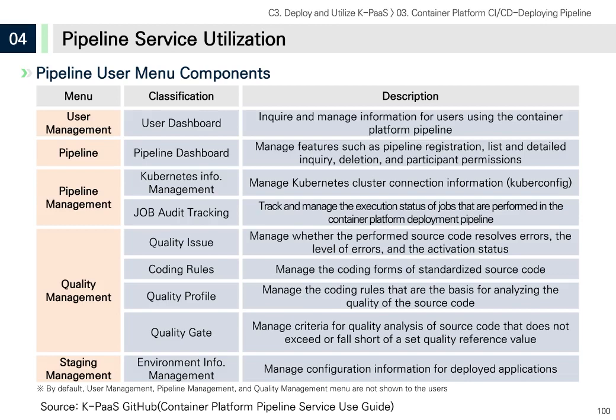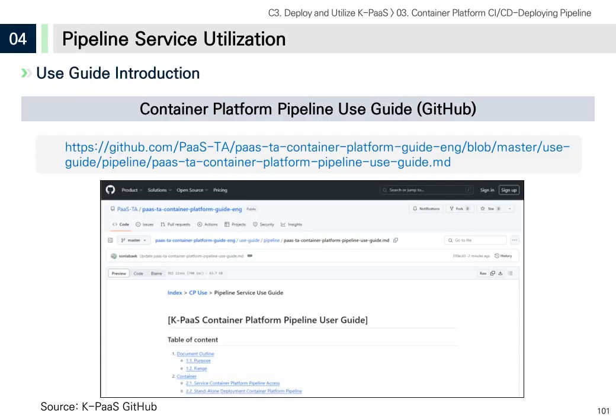Next, the Quality Management menu allows you to manage quality issues, coding rules, quality profiles, and quality gates. Finally, the Staging Management menu utilizes the Manage Configuration page to manage configuration information for your deployed application. For more information on how to utilize the pipeline service, please refer to the GitHub guide in the textbook.